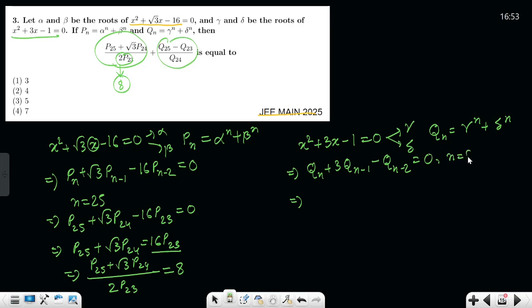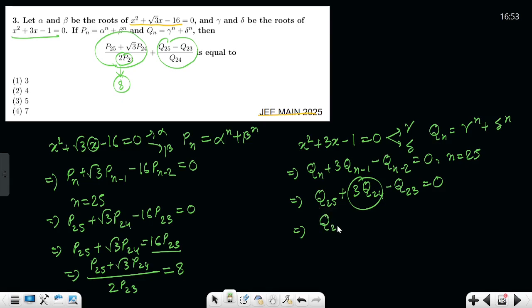So put n equal to 25. So what we will get? We will get Q25 plus 3Q24 minus Q23 is equal to 0. Okay. So now what you will do? Take this term to the right hand side.